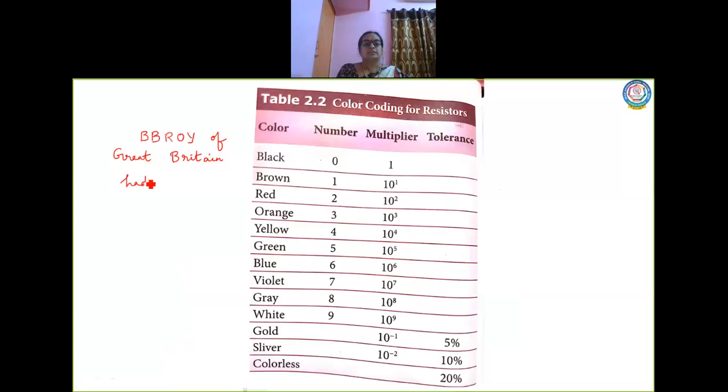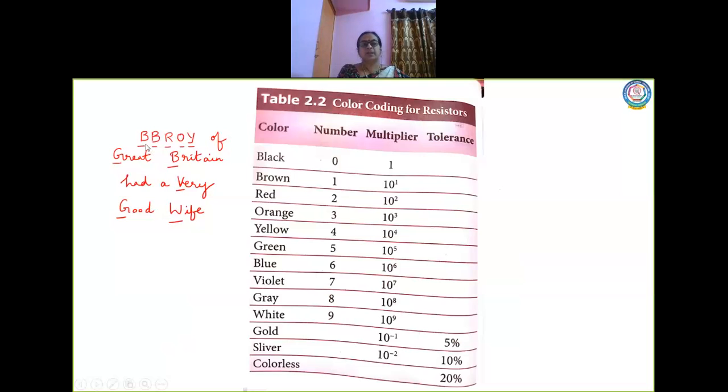B Roy of Great Britain had a very good wife. V should be capital. Very good wife. Remember this sentence. Hope you can remember this sentence. B Roy of Great Britain had a very good wife. Okay, so you can write these colors according to this sentence. B Roy, G B, V, G, W.